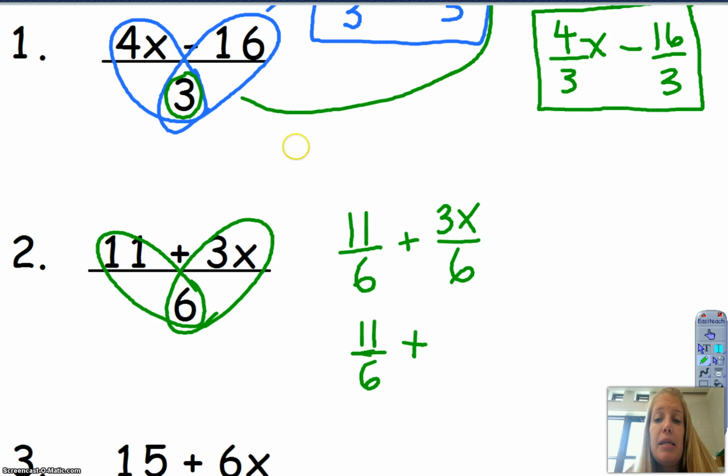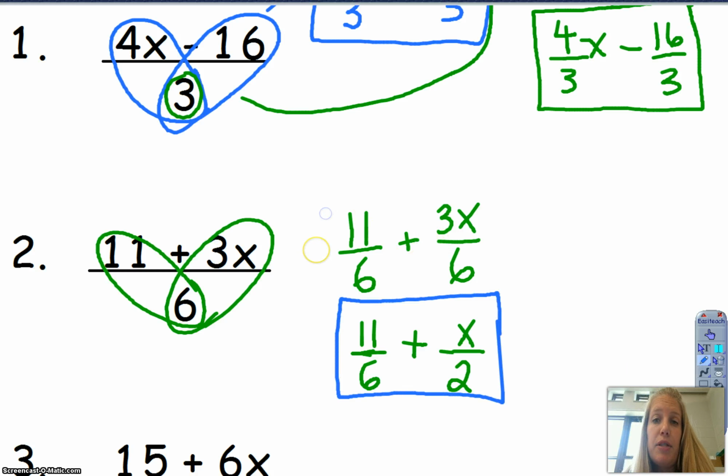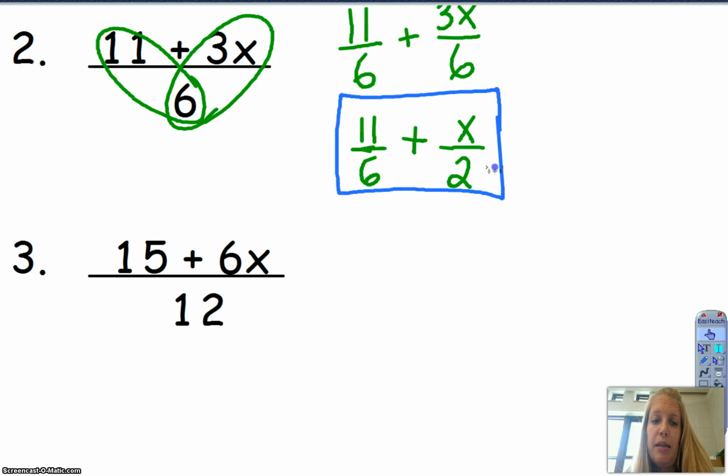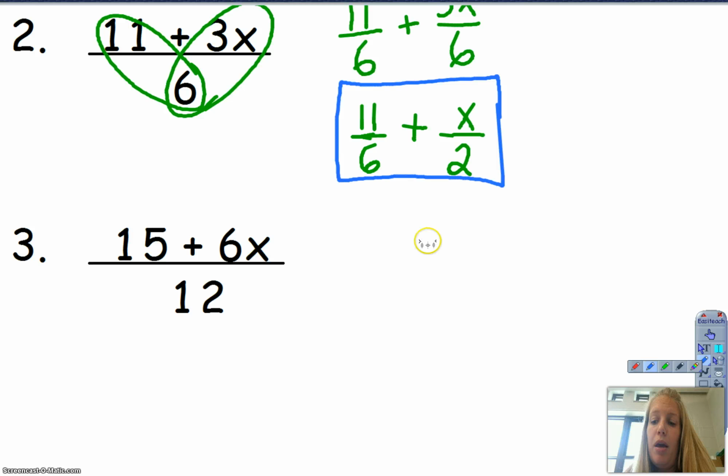Plus, I can simplify 3 and 6. I can divide these both by 3. So the 3 is going to become a 1, and I still have my x there. And 6 divided by 3 is 2. Now, in math, we don't write that 1 next to the x. So you just need to erase it and write x over 2, which is understood that there's a 1 there. So this is our final answer, 11 over 6 plus x over 2. All right, we'll do one more like that, and then we'll move on to the next part.